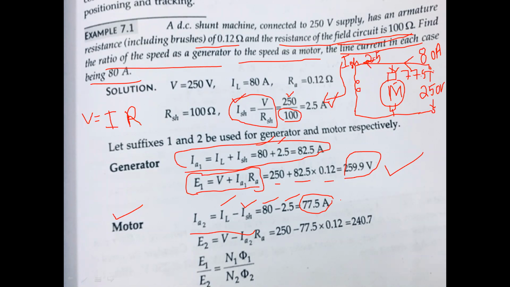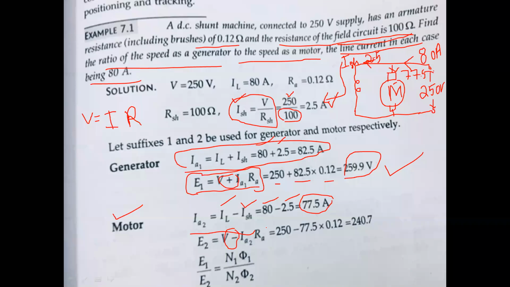In case of a motor, back EMF is nothing but the generated EMF in the motor. So back EMF equals V minus IaRa. In case of a generator, generated EMF is V plus IaRa. Here plus, there minus. So motor case is V minus IaRa, generator case is V plus IaRa.